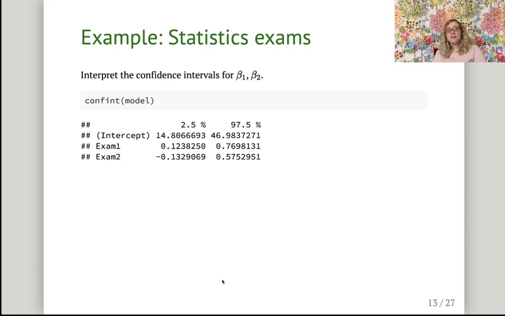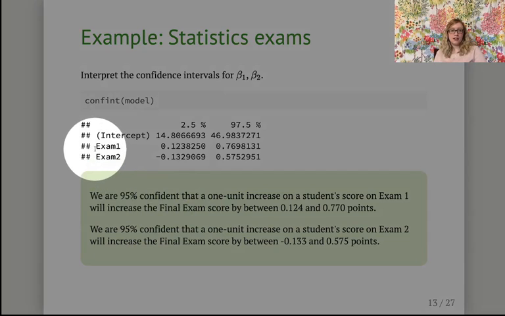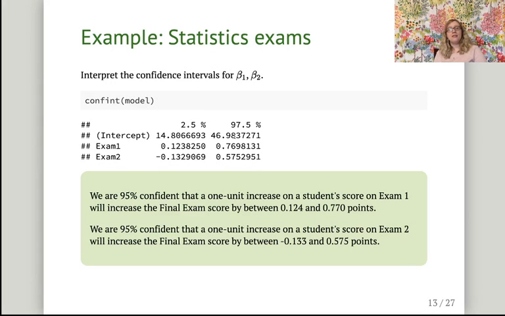We can also use a function called confint to get confidence intervals for the coefficients in the model. So let's focus in and interpret the confidence intervals for beta 1 and beta 2. The confidence interval for the effect of exam 1 is right here, goes from about 0.12 to about 0.77. So we're about 95% confident that a 1 unit increase in a student's score on exam 1 will increase the final exam score by between 0.1 and 0.77 points.